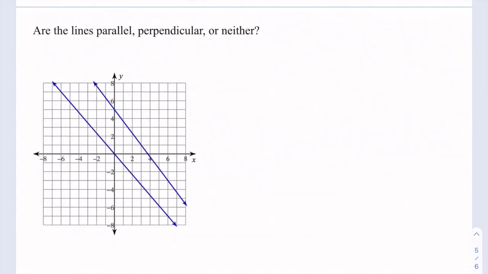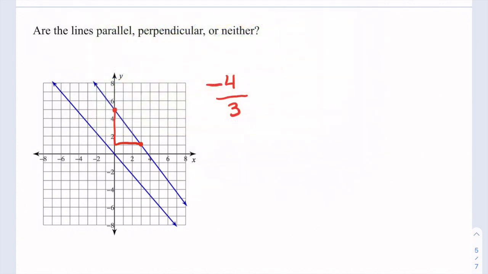Let's determine if these lines are parallel, perpendicular, or neither. So if I check out this first line, it crosses exactly there and also here as well. So if I calculate the rise over run, it's going down, and it's going down 1, 2, 3, 4. So 4 over 3. So the slope is 4/3.